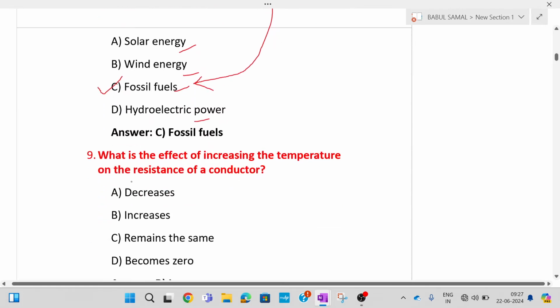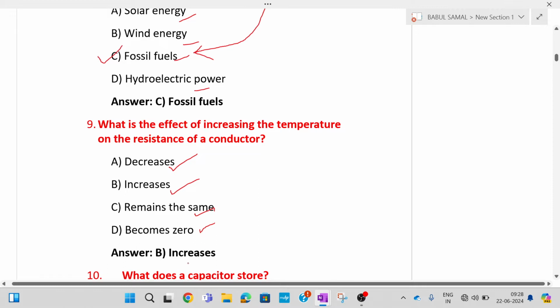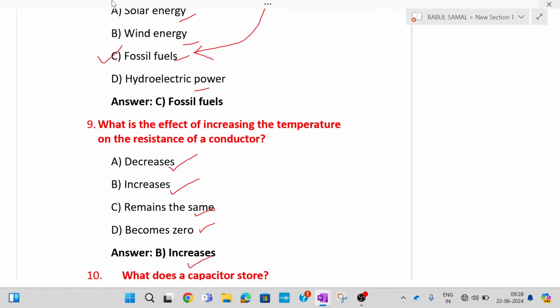Next question. What is the effect of increasing the temperature on resistance of a conductor? So the question is very important. Options are decreases, increases, remain the same, become zero. So the correct answer is option B, which is increases. Next question.